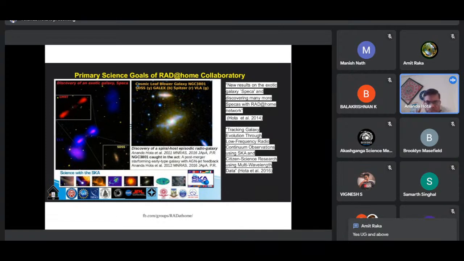So the primary science goal of Radio Astronomy at Home is galaxy black hole co-evolution. This has been described in two papers. Read the paper title on the right-hand side: New results on exotic galaxy SPECA and discovering many more SPECAs with the Radio Astronomy at Home network. Another paper, the conference paper was in 2014, when we launched in 2013. This is the journal paper of 2016: Tracking galaxy evolution through low frequency radio continuum observations using SPECA and citizen science research using multi-wavelength data. You can see the SPECA discovery I just described.